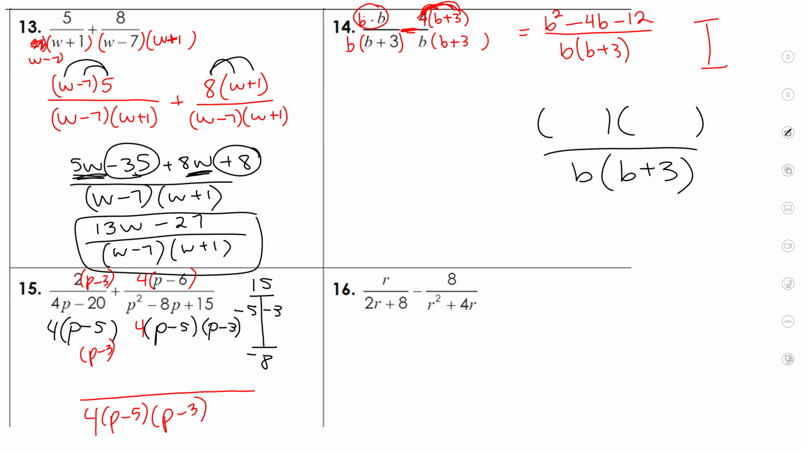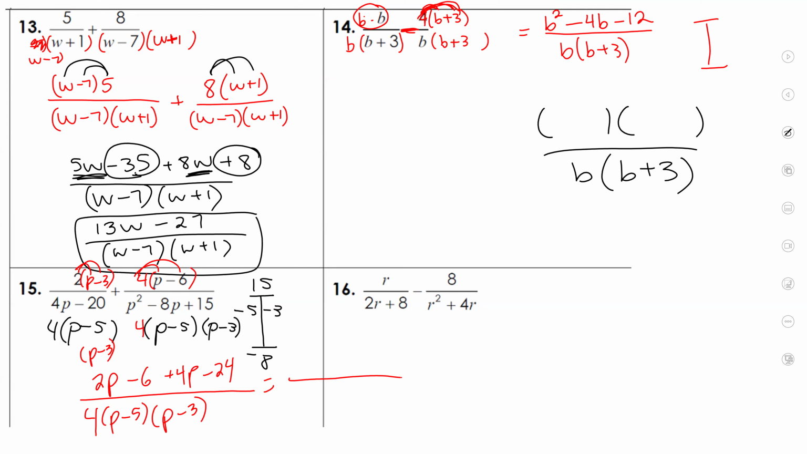Now that my denominator is the same, now you can focus on the numerator. So 2 times p is 2p. 2 times -3 is -6. 4 times p is 4p. 4 times -6 is -24. And we're gonna combine like terms.